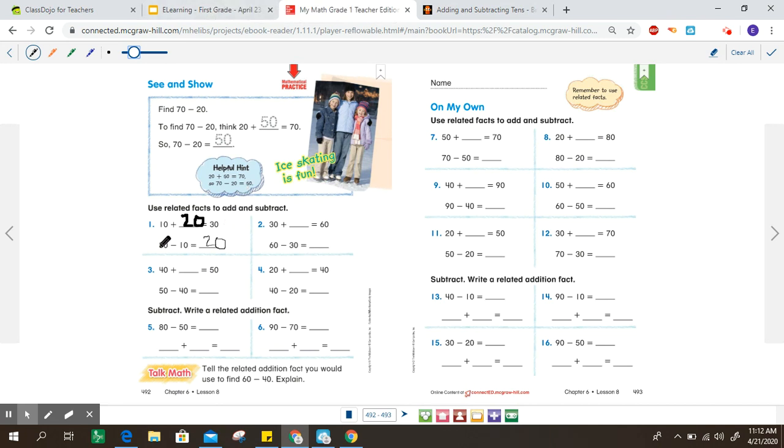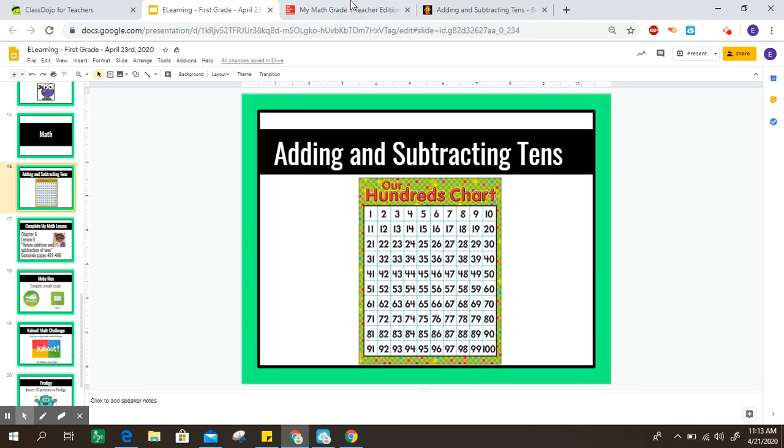All right, boys and girls, so don't forget you can solve the bottom first to help you get the answer on the top. You can use the manipulatives website. You can use your hundreds chart here.